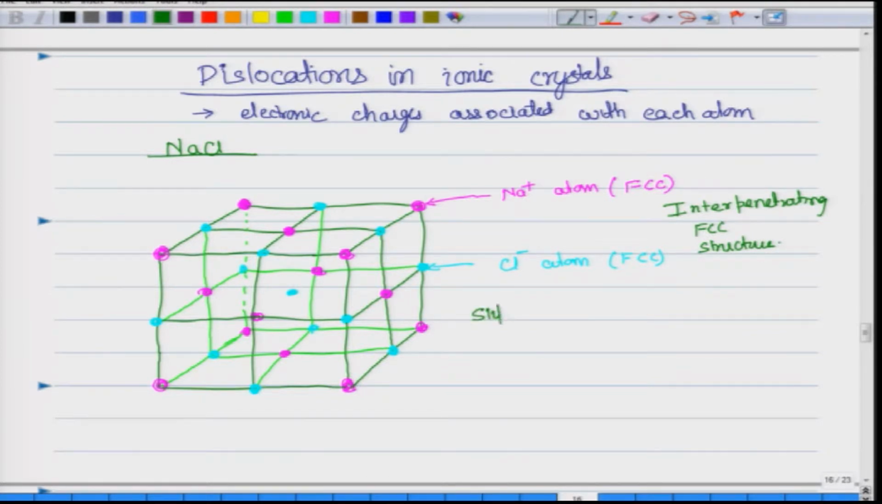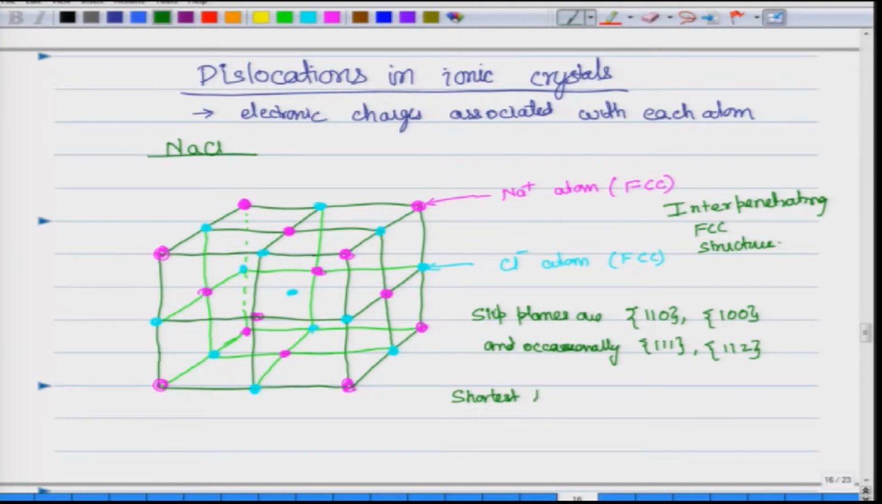The slip planes for this one are 110, 100, and occasionally, if it were an FCC, then the slip planes would have been 111. But here this is not the case, these are the preferred slip planes, and in some cases you may actually end up seeing 111 slip planes and even 112 slip planes. And what is the shortest lattice vector? Well, that we cannot change, that is still 1/2 110.